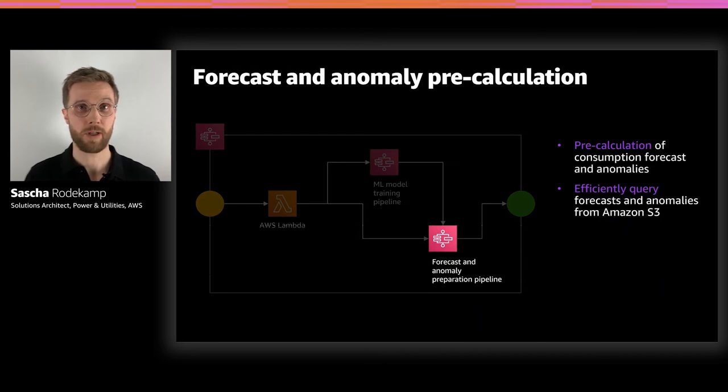So once the model is up to date, we can enter our lower branch, and this is our state machine for the pre-calculation of anomalies and forecasts. But why are we doing this kind of pre-calculation? Imagine you have millions and millions of meters, and you have the requirement to batch forecast all of them. When you now ask your SageMaker endpoint for a forecast for all of these meters, this endpoint can get overwhelmed very quickly. So it's much more efficient to just pre-calculate the forecast for a certain period of time and then store everything on S3 from where it can be accessed efficiently.